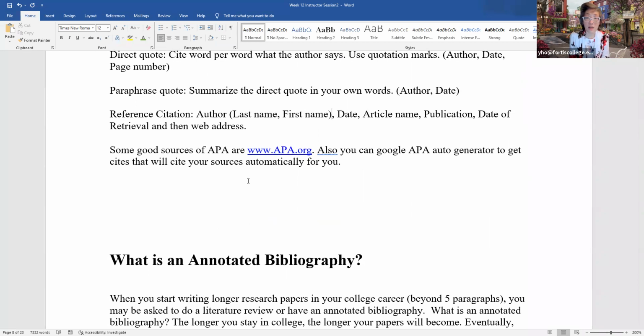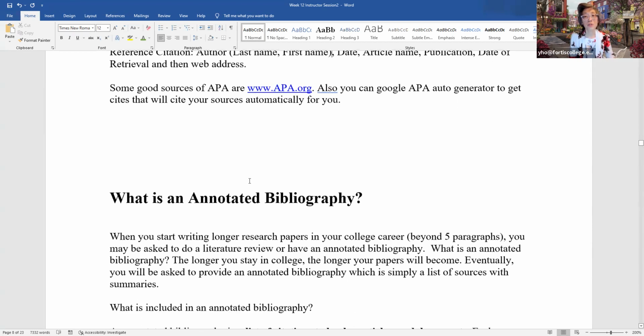There is an official APA manual that everybody uses for APA, so that it's even more official. Everyone considers the book more official than the website, because the website is based on the book. And then you can also Google APA auto generator to get sites that will cite your sources automatically for you. Although I've noticed that sometimes the auto generator has not been updated to the latest edition of APA. Because in APA, we're on our 8th edition, and the APA generator, I noticed, is on their 6th edition, you see.